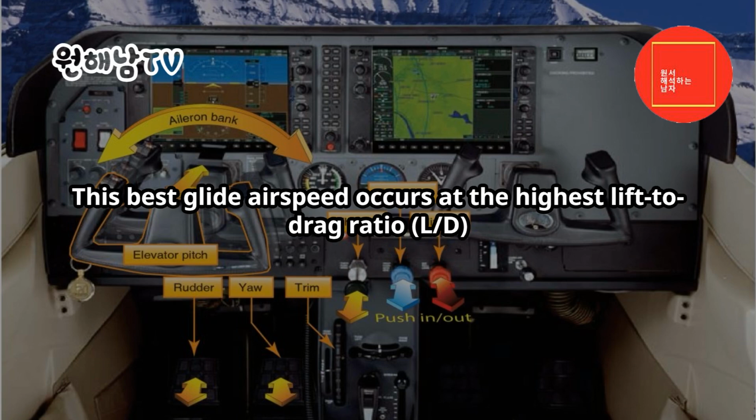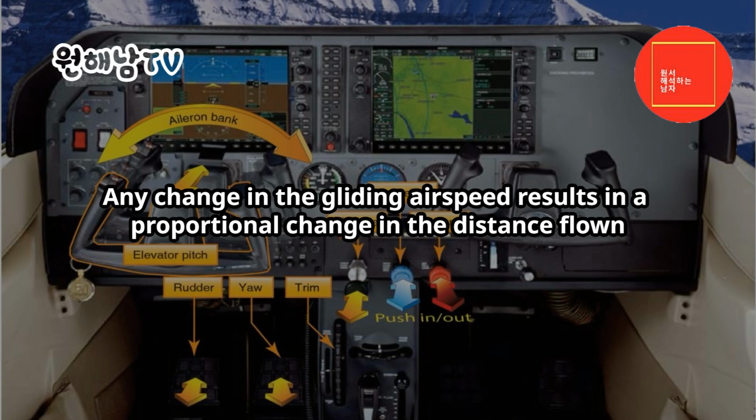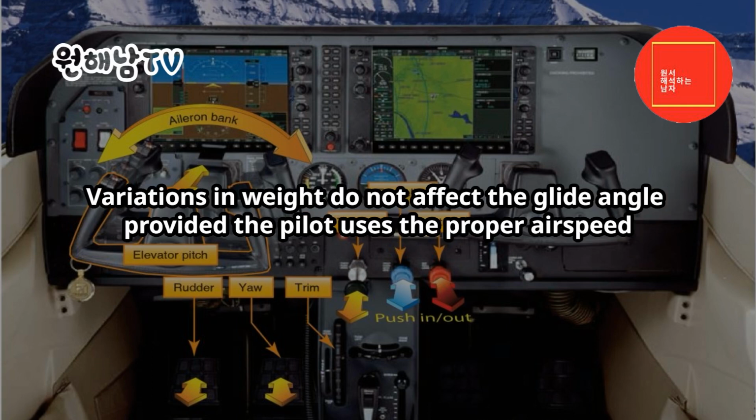This best glide airspeed occurs at the highest lift-to-drag ratio (L/D max). When gliding at airspeed above or below the best glide airspeed, drag increases. Any change in the gliding airspeed results in a proportional change in the distance flown. As the glide airspeed is increased or decreased from the best glide airspeed, the glide ratio is lessened. Variations in weight do not affect the glide angle provided the pilot uses the proper airspeed.